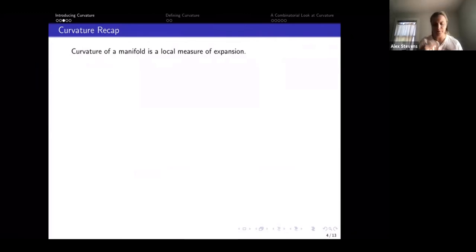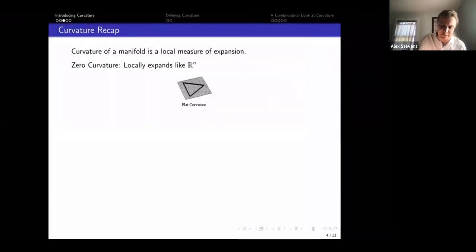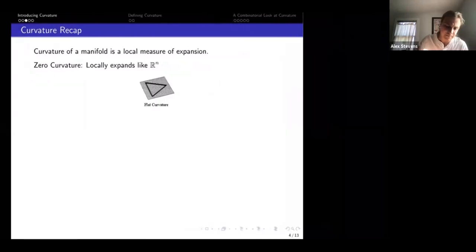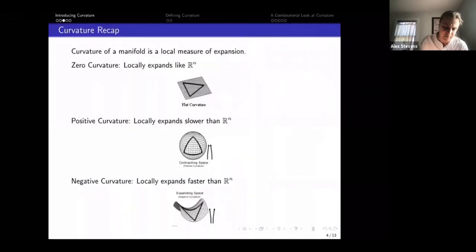So curvature measures this, it measures local expansion. That's how we want to think about things. Maybe you'll remember some of this if you took an undergrad class where you talked about a flat space or something like that. If a space has zero curvature, it locally expands just like Rn. If we have a space with positive curvature, it's going to locally expand a little slower than Rn. So you can think of a sphere or something like that. A space with negative curvature is going to locally expand a little faster than Rn.